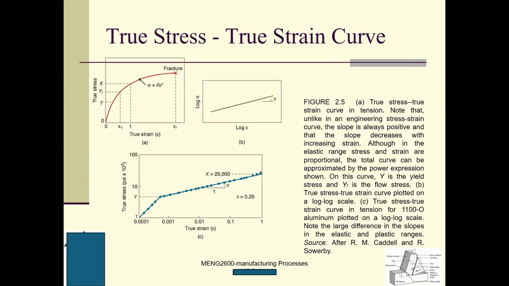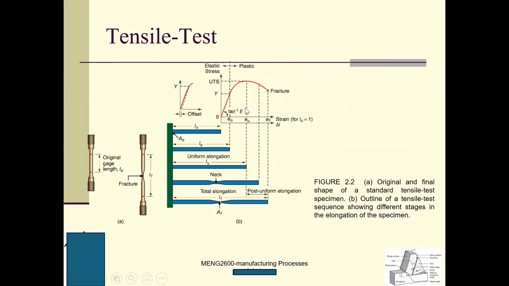Yeah, so look at this curve. This curve goes all the way up. But for this one, it goes up until the ultimate strength and then goes down. That's the difference between these two diagrams.